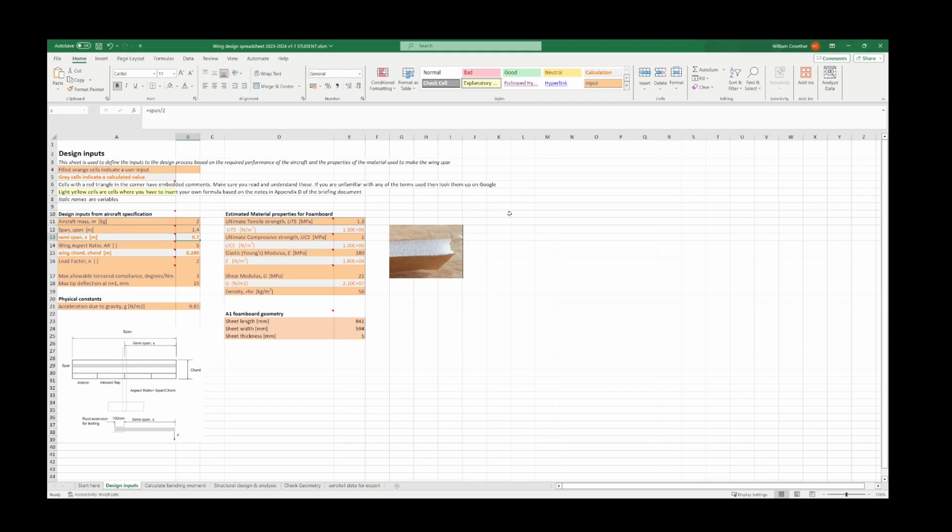The ultimate tensile strength of a material, UTS, is the maximum stress a material can hold, after which it will plastically deform. Or in the case of foam board, it will fail either by crumpling or tearing. So there's a tensile strength and a compressive strength. Materials like this have different strengths in pulling and pushing, and in this case, foam board is weaker in pushing than it is in pulling.